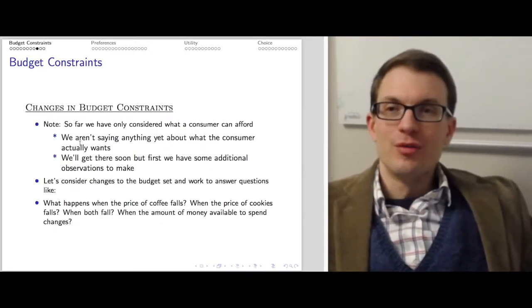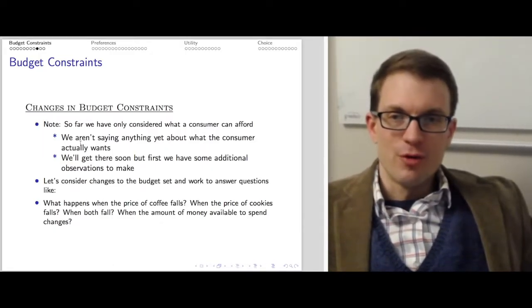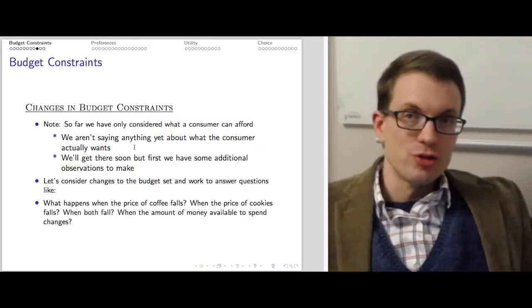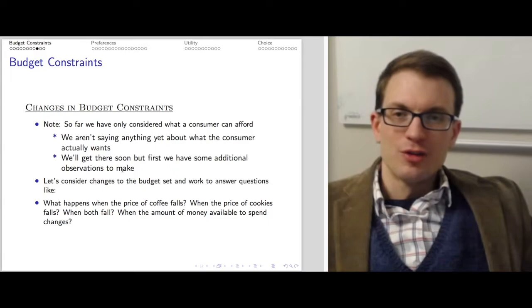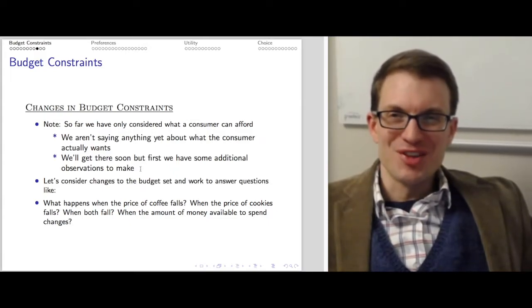So far, we have only talked about what the consumer can afford. We haven't said anything yet about what the consumer actually wants. We'll get to that when we talk about preferences and utility. So we'll get there soon, but first we have some additional observations to make.